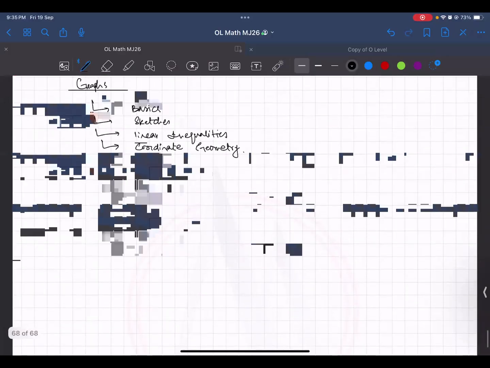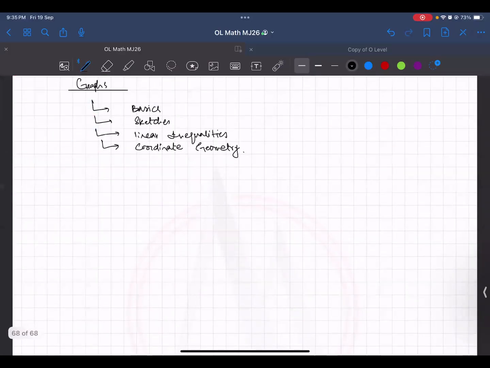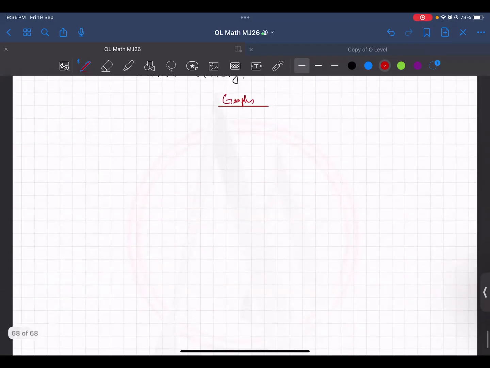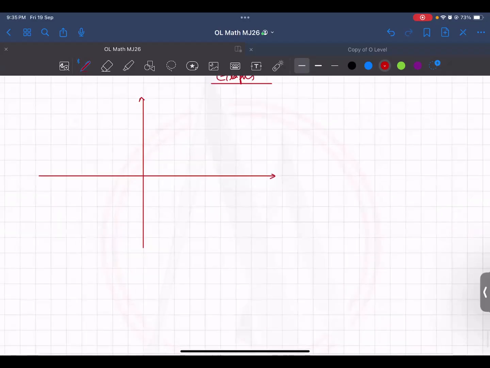Okay, graphs. Now this is a very, very important topic because you will get a question in both P1 and P2. This is a confirmed topic that comes in both P1 and P2. So what is graphs? You have the basics: your axes, the vertical axis and the horizontal axis. Some things I know you people know about, so we are going to quickly move through the basics.